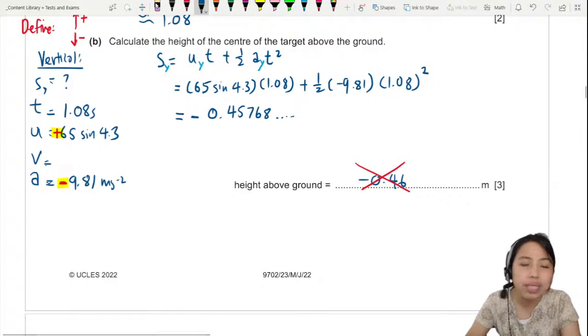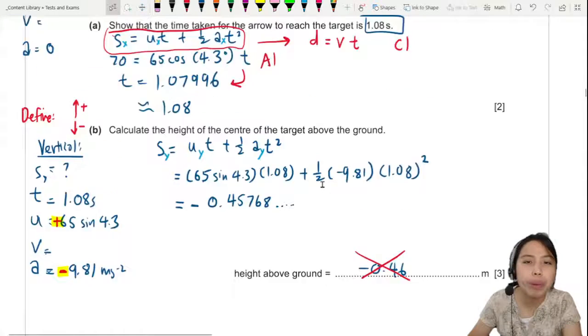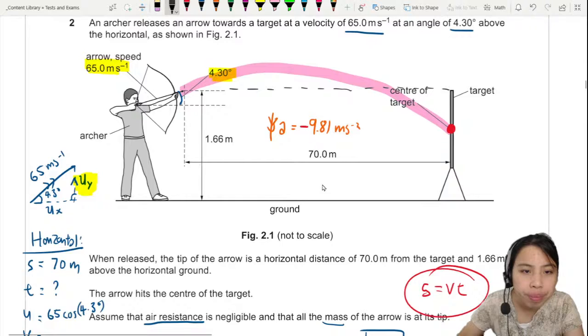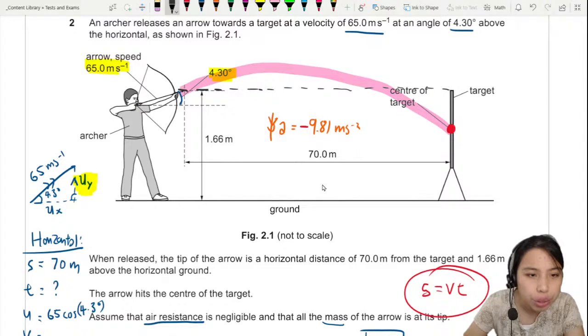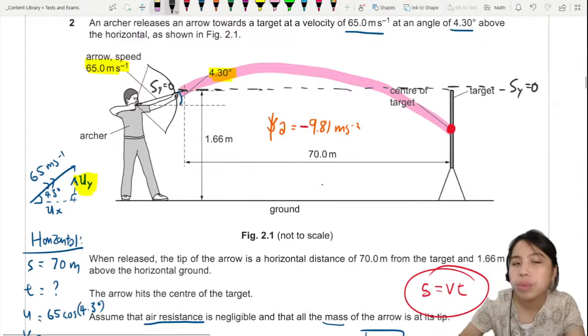0.46 meter is the displacement from the original height. What do they want? They want the height above the ground. So plot twist. Let's go back to the picture. Here I can assume the initial displacement S of Y is 0, where the arrow starts. So all along this dotted line, S of Y is 0.